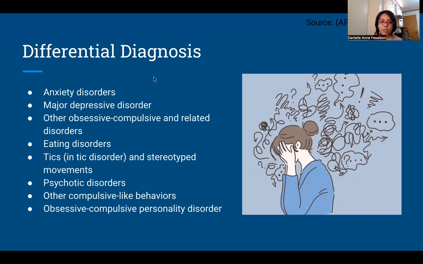The differential diagnosis would be other anxiety disorders or major depressive disorder, other obsessive compulsive and related disorders, eating disorders, tics and stereotyped movements, psychotic disorders, other compulsive-like behaviors, and obsessive compulsive personality disorder. And we actually discussed this in class. Obsessive compulsive personality disorder is different from OCD. A person can actually have a comorbidity wherein that person has both obsessive compulsive personality disorder and OCD at the same time. But we also have to be aware that they are not the same. These two disorders are different.